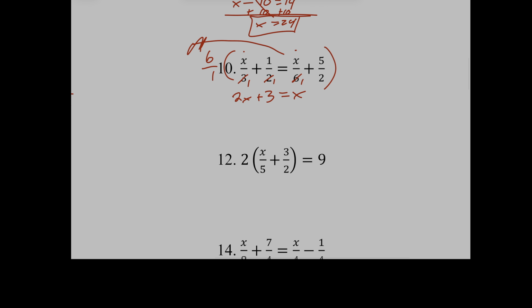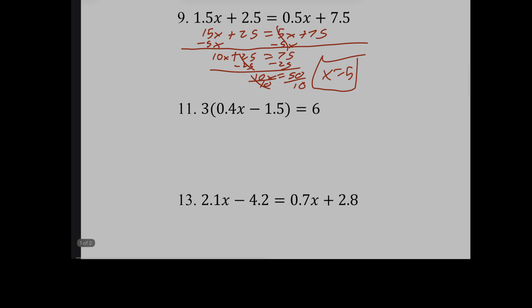And so right here, I'm going to go 2 goes in there once, 2 goes in the 6 3 times. 3 times 5 is 15. Now I've got variables on both sides, so I'm going to subtract each side by x. I'm going to get x plus 3 equals 15. Now I'm just going to subtract 3 from both sides, and I get x equals 12.